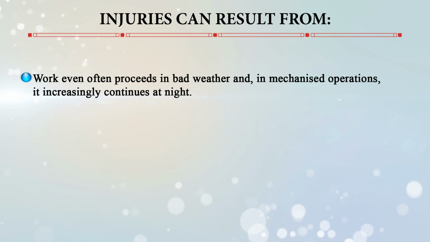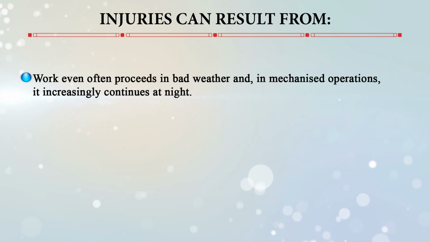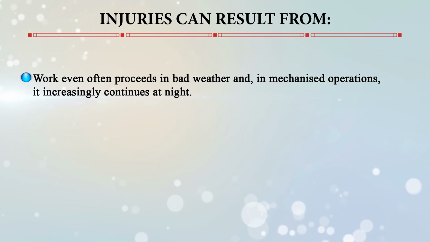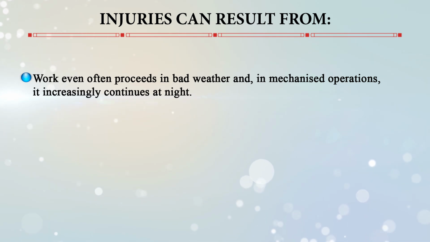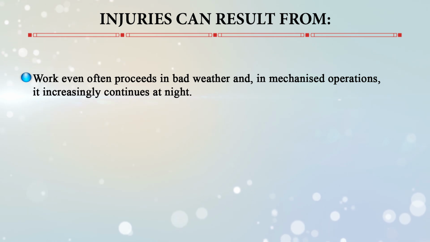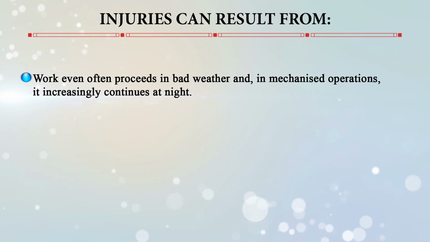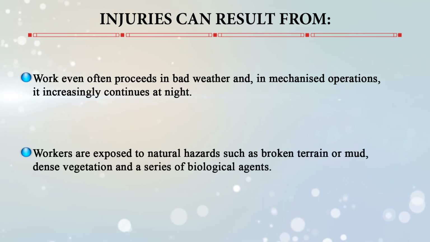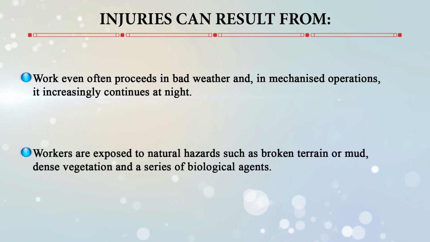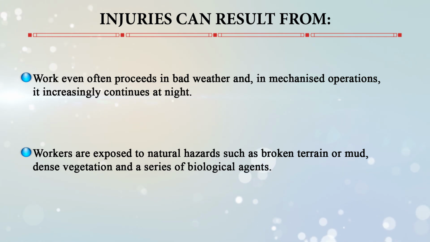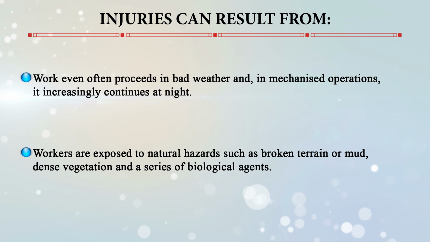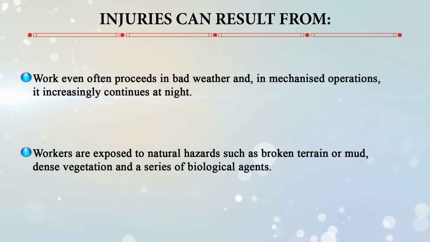So the work even proceeds in bad weather, and in mechanized operations it increases even during the night. Sometimes you see that workers even work at night with artificial light. So they can also get blinded, they may not be working properly, and that can result in certain hazards. Then workers are exposed to natural hazards like broken terrain, mud, and dense vegetation, and there can be a series of biological agents creating problems. Now let us see each of the hazards separately.